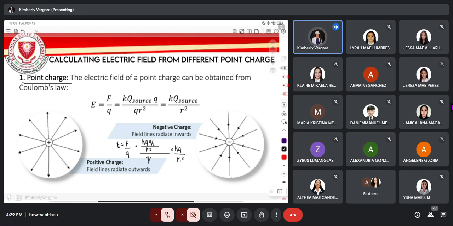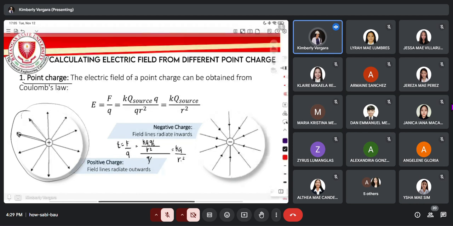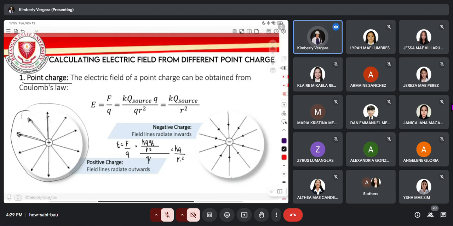Mapapansin po ninyo dito, natatandaan nyo po, kapag meron tayong positive point charge, lagi po siyang palabas ang ating electric field. Kapag naman negative, laging paloob. Sabihin ko, ano po mas mataas na electric field, at this point or at this point? Mas mataas po yung electric field niya at this point. Bakit? Mas malapit po yung lines po nila sa isa't isa. Okay? Ganun po siya.